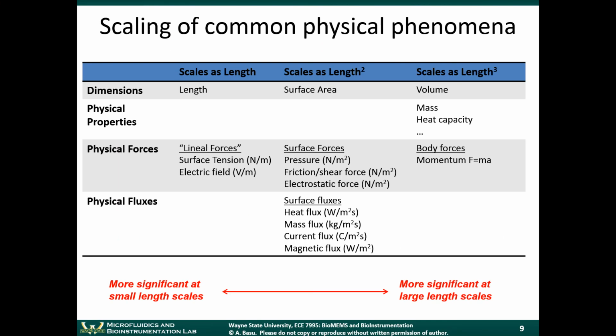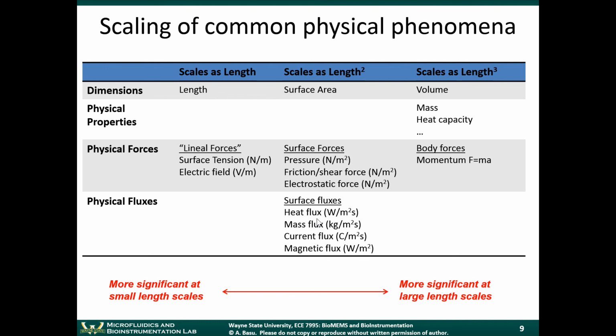Then there's physical fluxes. Now I'm moving down to physical fluxes here. There are certain types of physical fluxes, and a lot of these fluxes scale as length squared, really. A flux is the movement of a molecule, the movement of a current, the movement through a magnetic flux, like through a surface. So generally these things are surface dependent. Heat flux, for example. All right, we're going to give the example of heat flux.